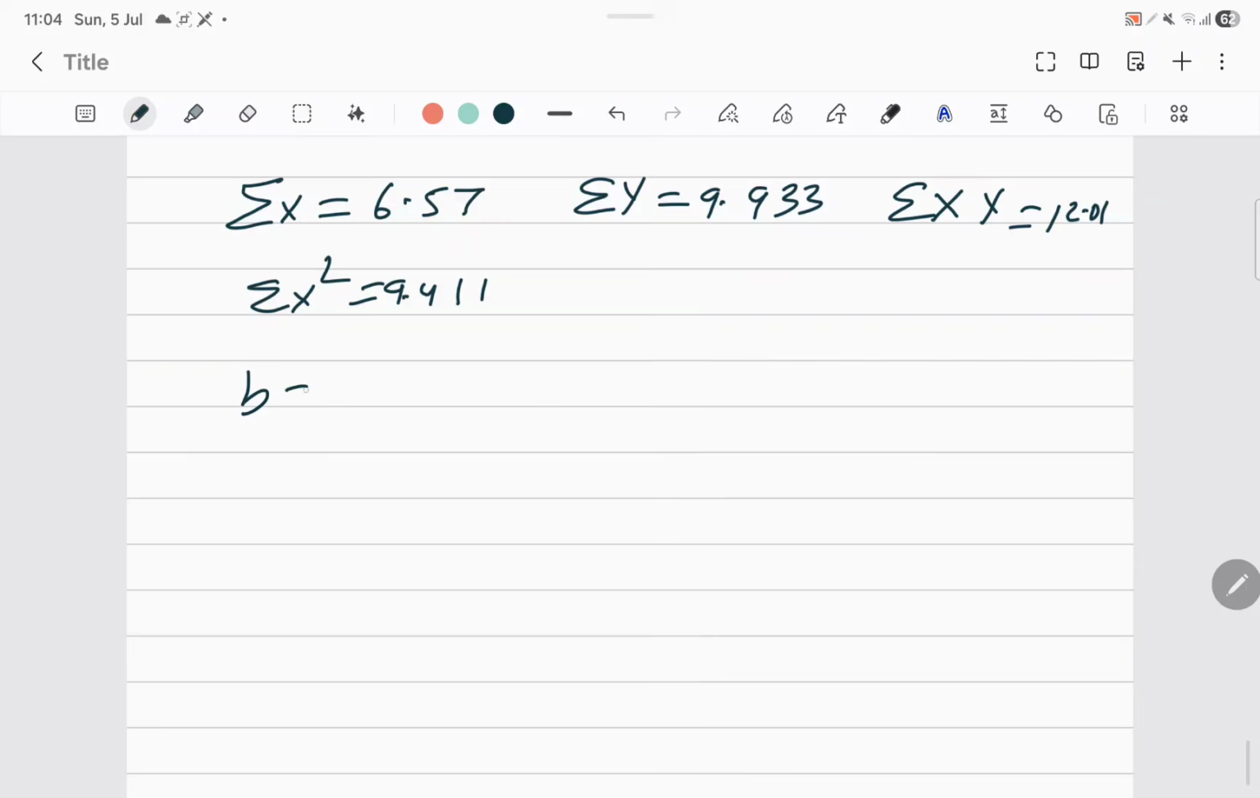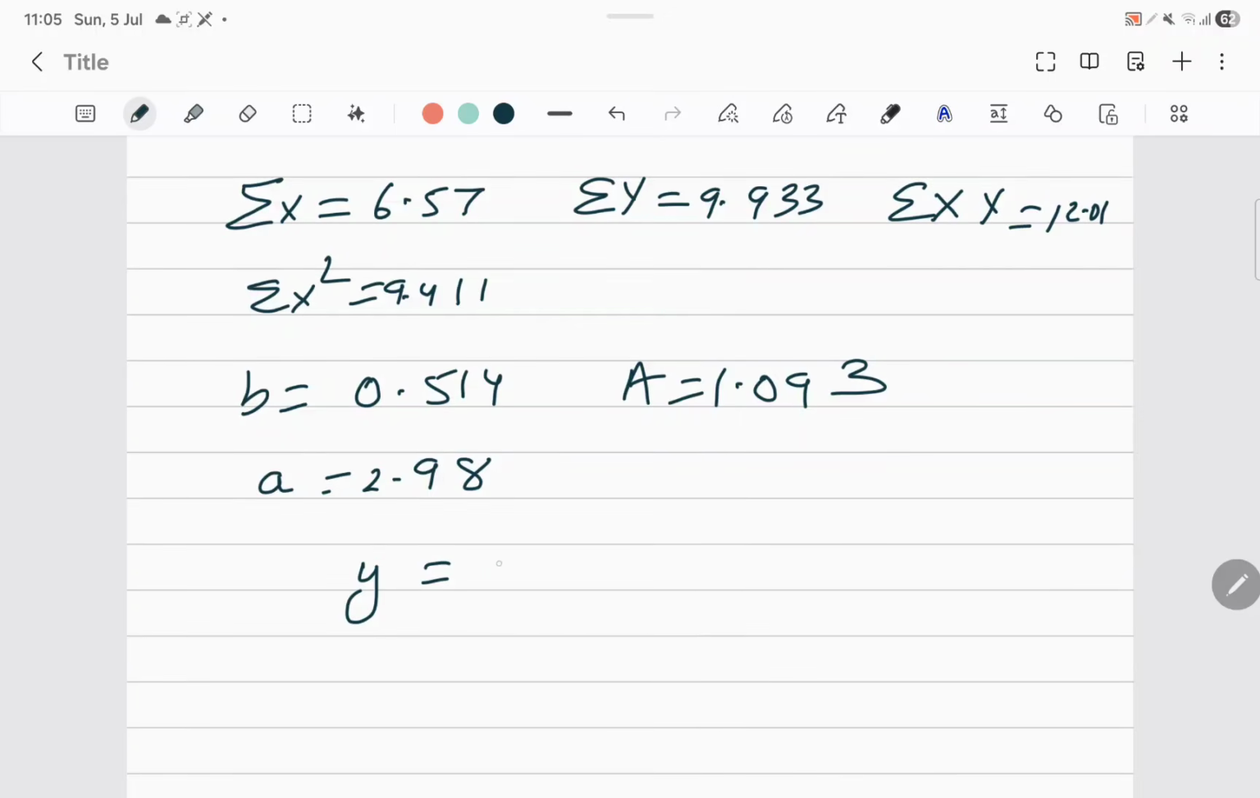This will give you b is equal to 0.514, capital A is equal to 1.093 and then this will give me small a is equal to 2.98. So my final answer y is equal to 2.98, okay, x to the power b, so x to the power 0.514. So this will be my answer, right? So this is how you have to do the questions of curve fitting.